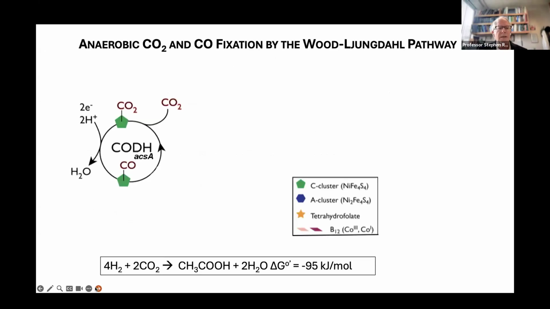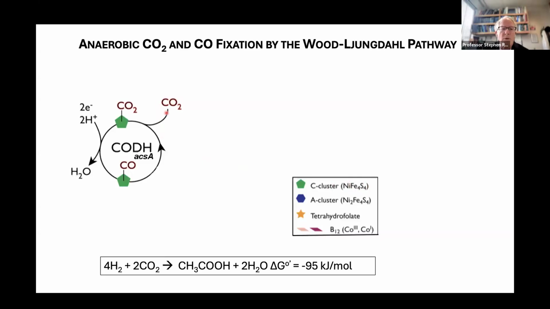So if we look at the heart of the Wood-Ljungdahl pathway, we see that carbon monoxide dehydrogenase and there are metal clusters that are involved, shown here on the right-hand side. Something called the C cluster on CO dehydrogenase. I'll talk more about that. It's a nickel iron sulfur cluster.